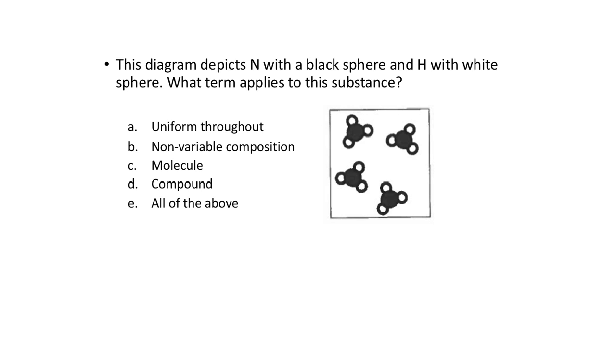So this diagram is depicting nitrogen with the black sphere, hydrogen with the white spheres. What term applies to this substance? So we're looking at the substance, one molecule, but also the collection of molecules. I have a collection of what looks like 4 molecules here. If I'm trying to classify this, it's definitely a molecule because I have atoms bonded together.